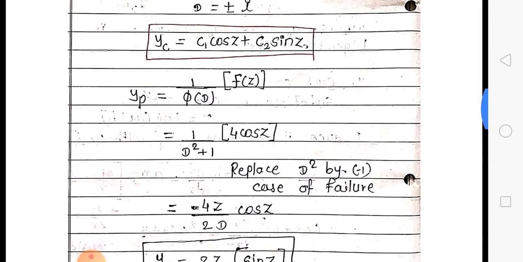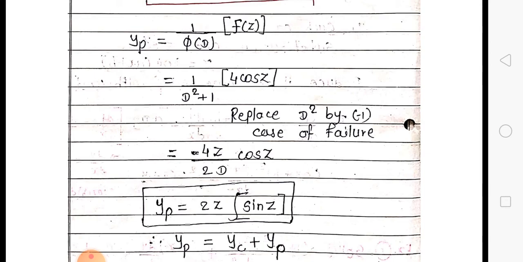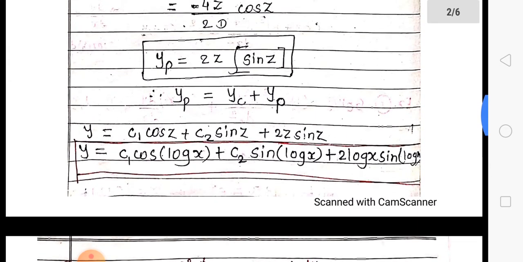We got here the complementary function c1 cos z plus c2 sin z, and the particular solution is 2z into sin z. Now we write the general solution for the equation. We write the general solution: y is equal to yc plus yp. Therefore, substitute here the values of yc and yp. yc is c1 cos z plus c2 sin z, and yp is 2z sin z.